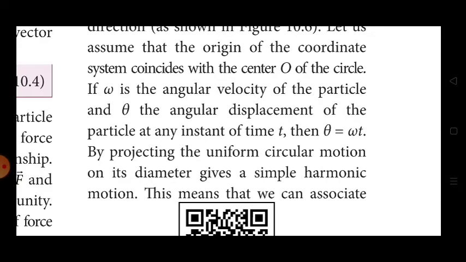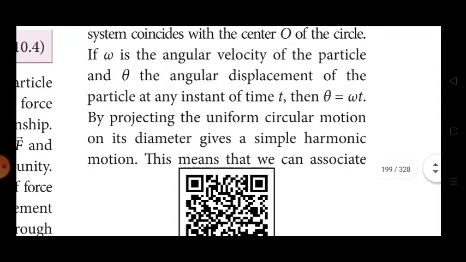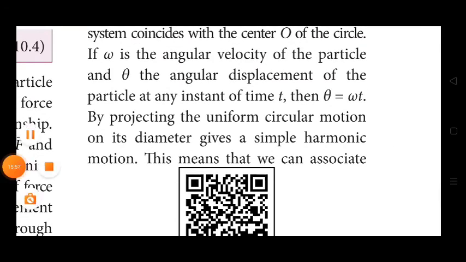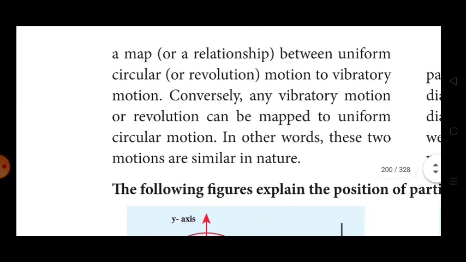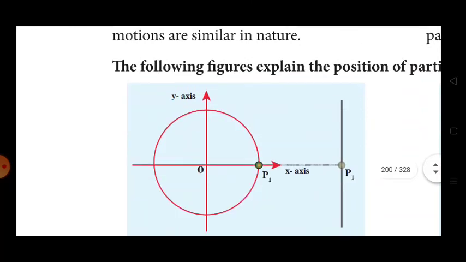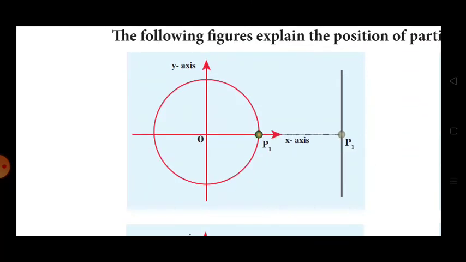This means that we can associate a map or a relationship between the uniform circular motion, or revolution motion, and vibratory motion. Conversely, any vibratory motion can be mapped to uniform circular motion. In other words, these two motions are similar in nature. So this is the diagram for a particle moving in a circle which is executing simple harmonic motion.